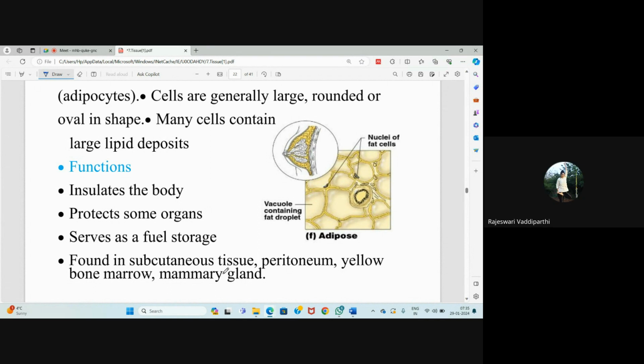Okay, ma'am. So what are the functions? Insulates the body, protects some organs, serves as fuel storage, found in subcutaneous tissue, peritoneum, yellow bone marrow, mammary gland. So these are the sites where we can find adipose connective tissue. And what are the functions?